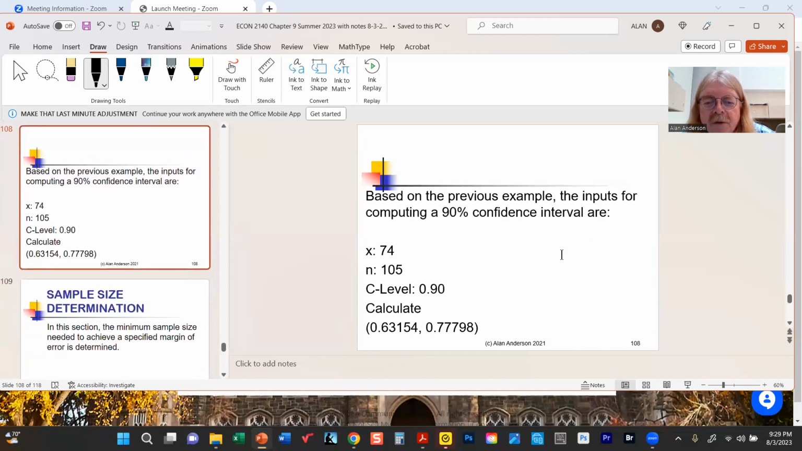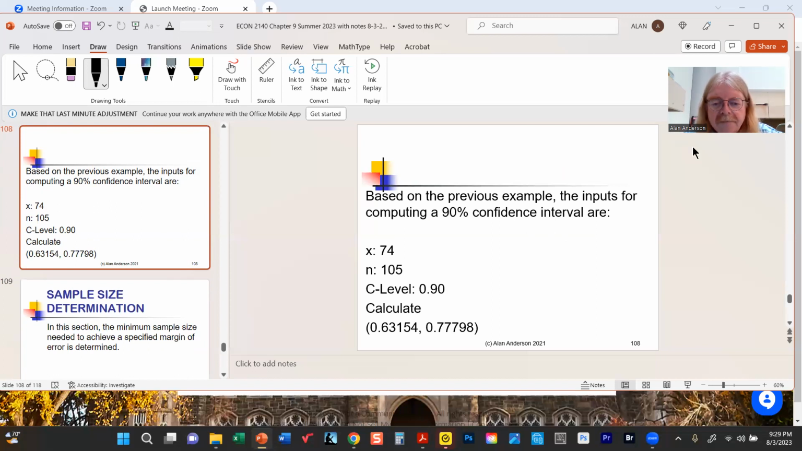All right. So when you get there, it's going to ask you just for a few things: X, which is the number in this case of restaurants with the vegetarian option, 74. Then you've got 105, the sample size. And then all you need is the confidence level. Wow, that was easy. They calculate.